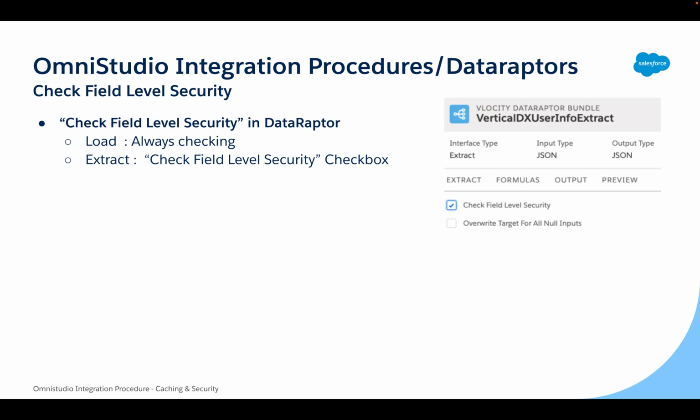Also, we can control field level security for data raptors. Generally, when we are loading, we check whether the user profile has access to that particular field when we are writing the records. We don't do it for extracts, but if there is a need for us to do it for extracts, please ensure that this particular setting, check field security, is enabled on the data raptors so that we would start checking whether the particular user has access to a field before performing the data operation.